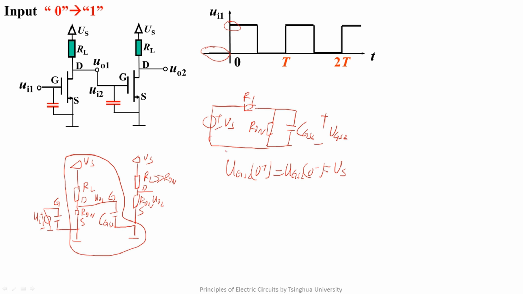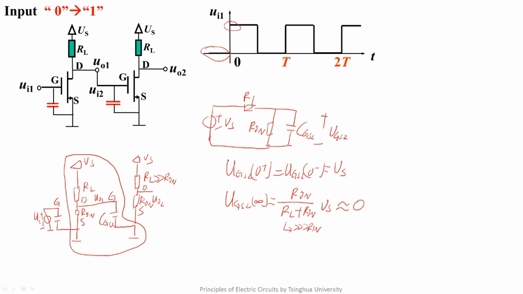Secondly, let's focus on the steady state of the circuit after switching. UGS2(infinite) is the voltage division of R-on. CGS2 is open. So UGS2(infinite) equals R-on over RL plus R-on, multiplied by US. Because RL is far larger than R-on, this value approximates to 0.